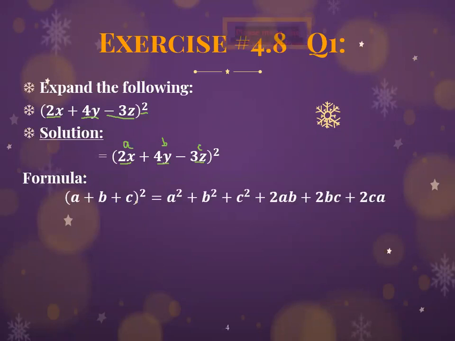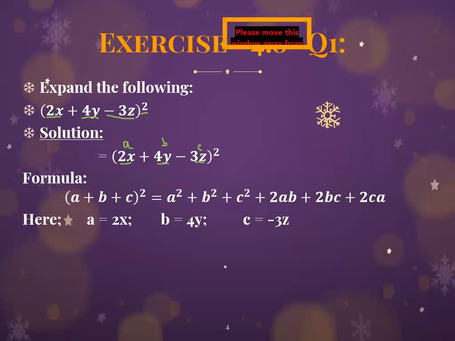(a plus b plus c) whole square will be equal to a square plus b square plus c square plus 2ab plus 2bc plus 2ca. Now first you will write down what a, b and c are. Look here: your a will be equal to 2x, b will be equal to 4y, but c will be equal to minus 3z. Why minus 3z? Because in the formula we have a plus sign.